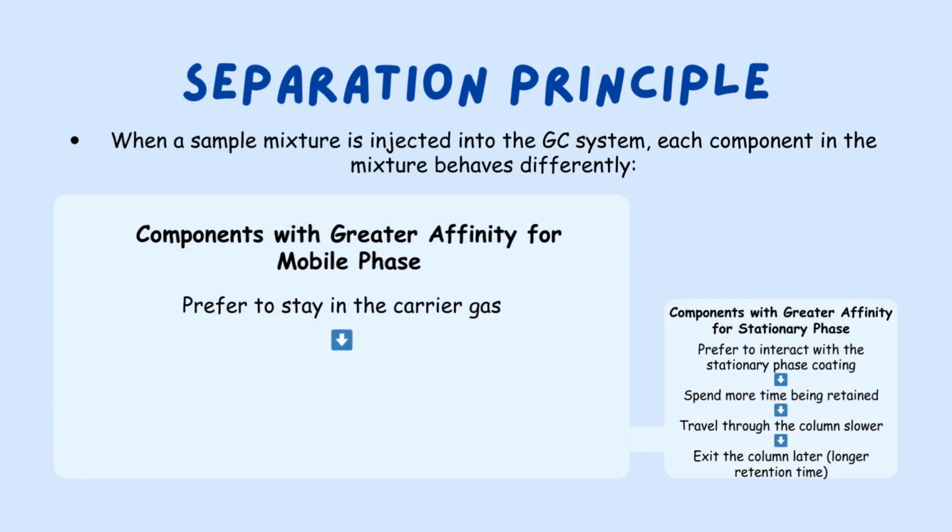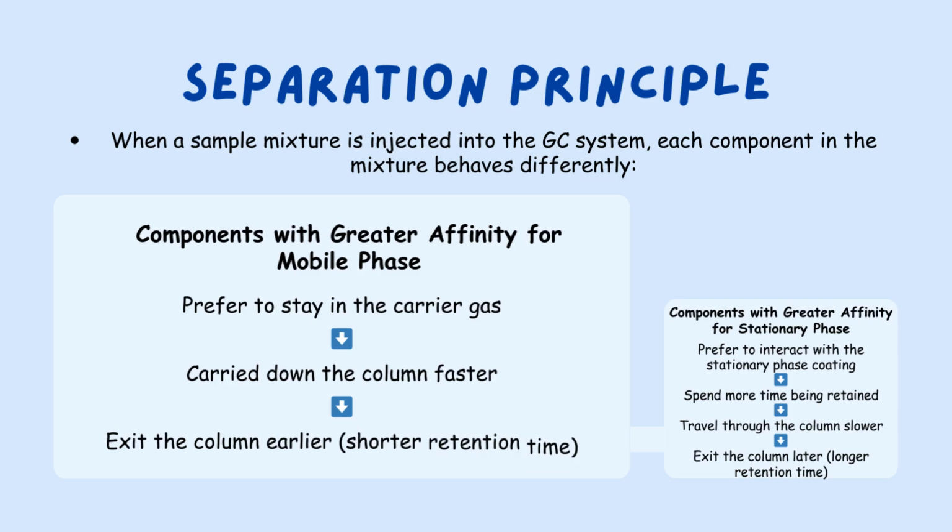Now, let's understand how separation actually happens in gas chromatography. When a sample mixture is injected into the GC system, each component in the mixture behaves differently based on its unique chemical properties. Components with greater affinity for the mobile phase prefer to stay in the carrier gas. Because they don't interact much with the stationary phase, they are carried down the column faster. As a result, these components exit the column earlier, giving them a shorter retention time.